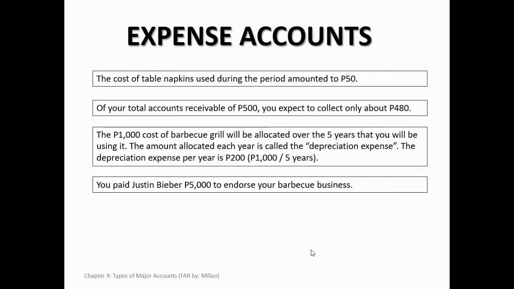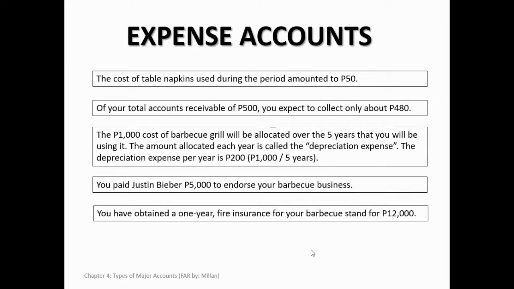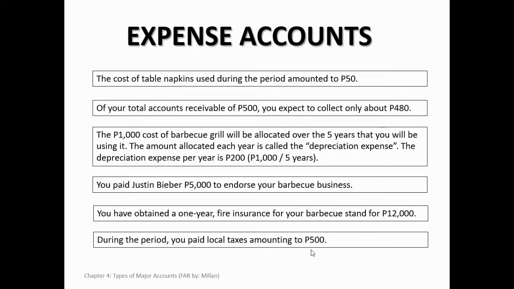Next is this transaction. You paid Justin Bieber 5,000 to endorse your barbecue business. So how will you record this? This should be recorded as advertising expense. Next is the insurance expense. You have obtained a 1-year fire insurance for your barbecue stand for 12,000. So the used up portion of the insurance is recorded as insurance expense.